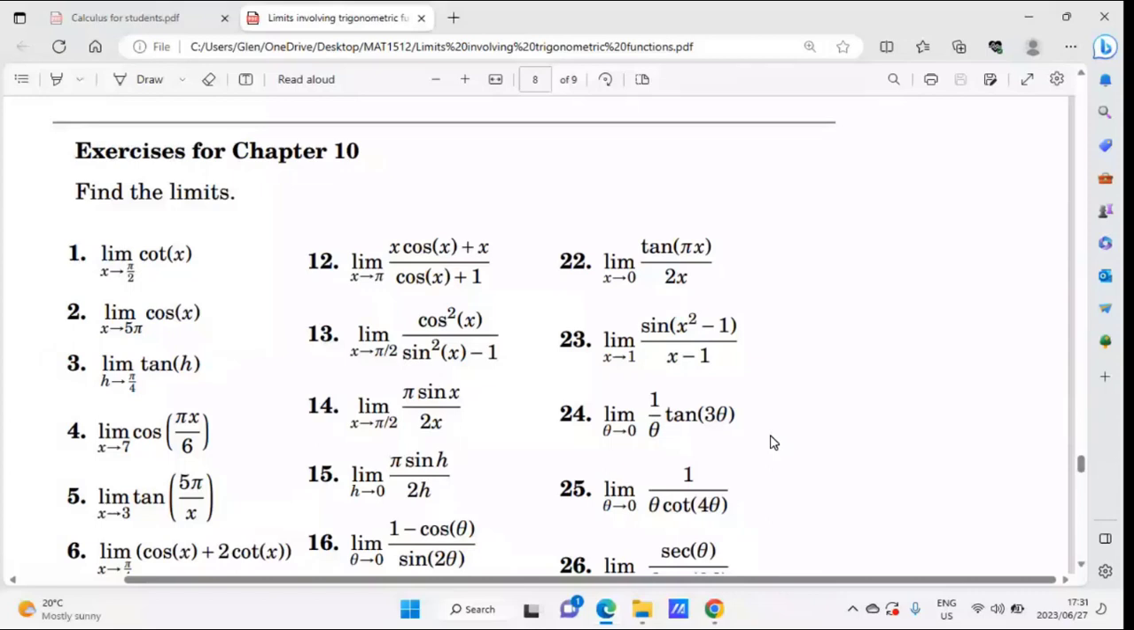Now, after multiplying by pi over pi, I got sine pi x over cos pi x multiply pi over 2 pi x. I then separated the limit into the limit of pi over 2x.